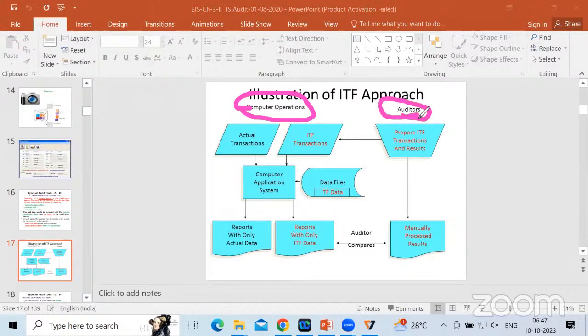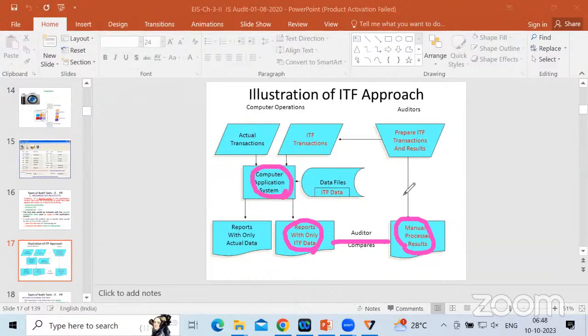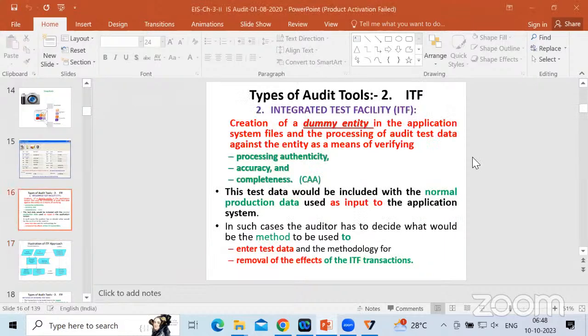Here, auditors. Okay. Now, actual transaction, computer application system reports with only actual data. So here, ITF transaction, ITF data reports with ITF data, but both are carried out where? In the computer application system. This is the important part. So now the auditor prepares ITF transaction and sends it to the computer program. Once it is processed, manually processed data is available with the auditor, and he compares the data with the processed data, that is the report which is prepared by the entity. So this is the computer application system. Now the data will be verified, and if it is found to be correct, then the software is working fine. Otherwise, it needs some rectification.